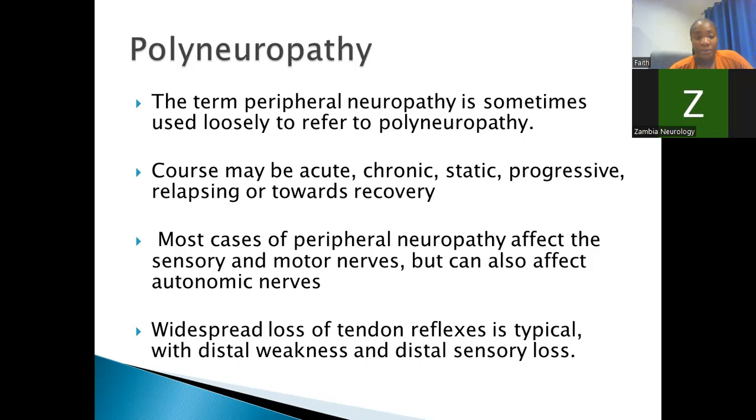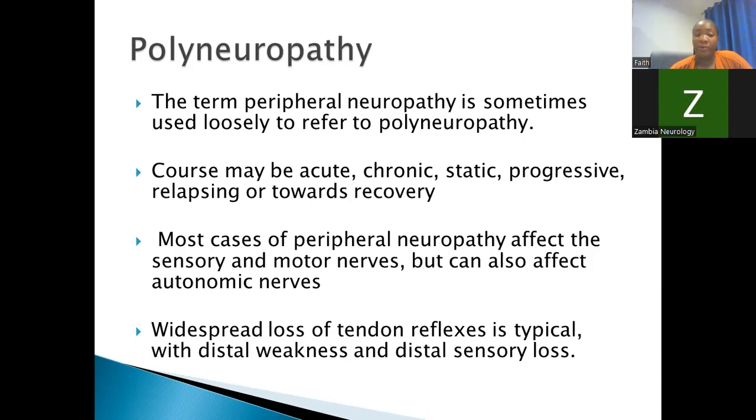In polyneuropathy, there's a widespread loss of tendon reflexes, which is very typical. And the pattern of weakness that usually occurs in the polyneuropathy is that of distal weakness, as well as distal sensory loss. And the reason is that the causes of a polyneuropathy will actually affect the longest nerves. And these are the ones that usually go to the distal parts of our limbs, that is the legs, as well as the hands. And so the pattern of weakness and sensory loss is in such a way that the feet are affected usually first, and then in an ascending manner.